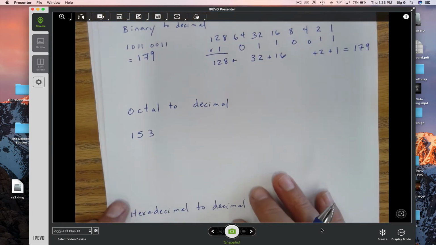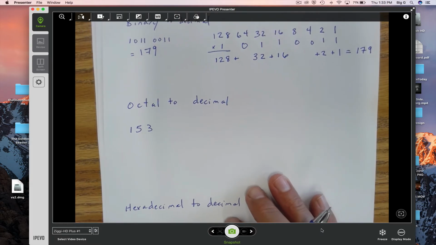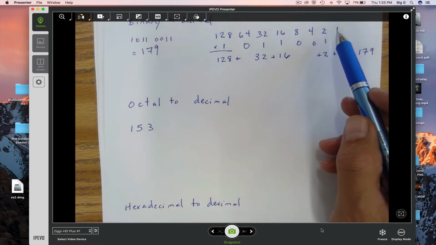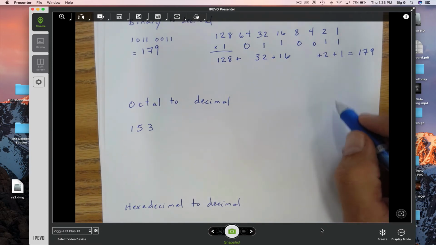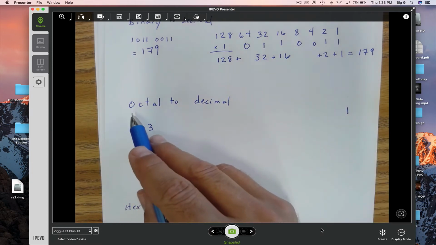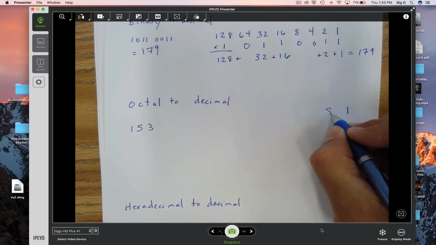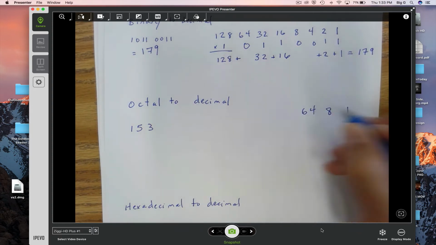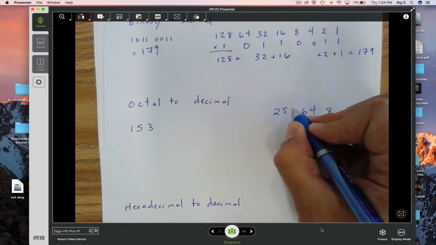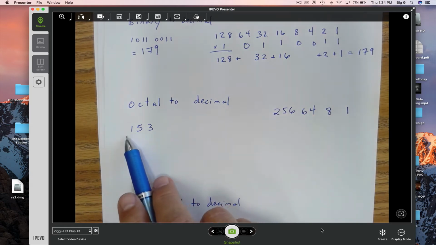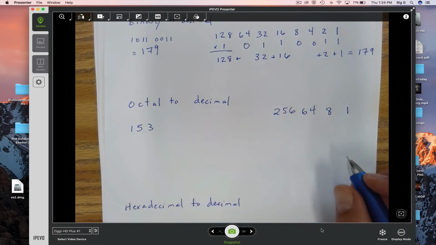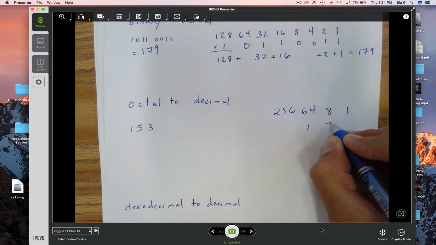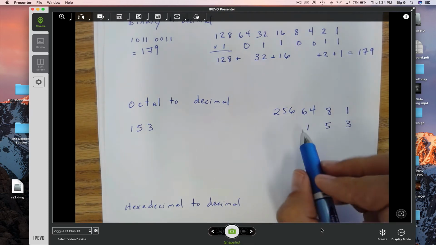What about my octal to decimal? Well, I'm going to use the same procedure that I just did up here, where I start at the right and I list the number 1. In this case, I'm doing multiples of 8. Octal is based on the number 8. So 1 times 8 is 8. 8 times 8 is 64. And then I would have 256. I only needed 3 digits here for my example, but I wanted to show you how to keep going. In this case, I get 1, 5, 3.